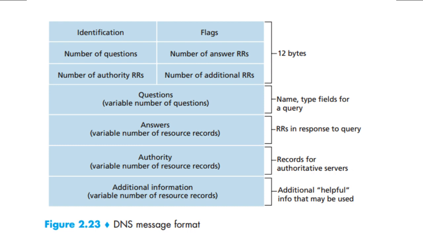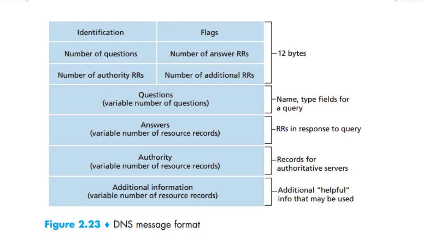A 1-bit query or reply flag field indicates whether the message is a query, 0, or a reply, 1. A 1-bit authoritative flag is set in a reply message when a DNS server is an authoritative server for a queried name. A 1-bit recursion desired flag is set when a client or host or DNS server desires that the DNS server perform recursion when it doesn't have the record. A 1-bit recursion available field is set in a reply if the DNS server supports recursion.